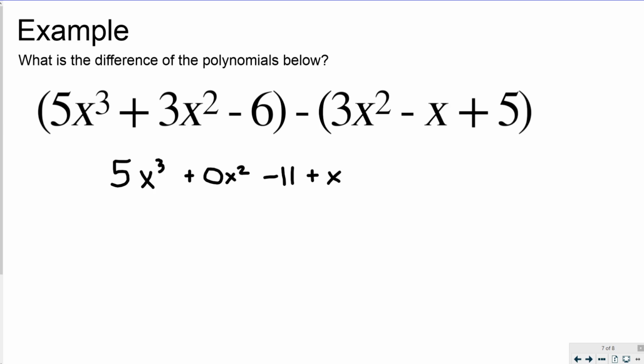And then I need to write this in standard form. 0x squared is equal to 0. So 0 times x squared is equal to 0. So I don't need to write that. That's just unnecessary information. So what I do get is 5x to the third is my highest power, plus x minus 11. Excuse me, 5x to the third plus x minus 11. And this I could classify as a cubic, and it's 3 terms, cubic trinomial.